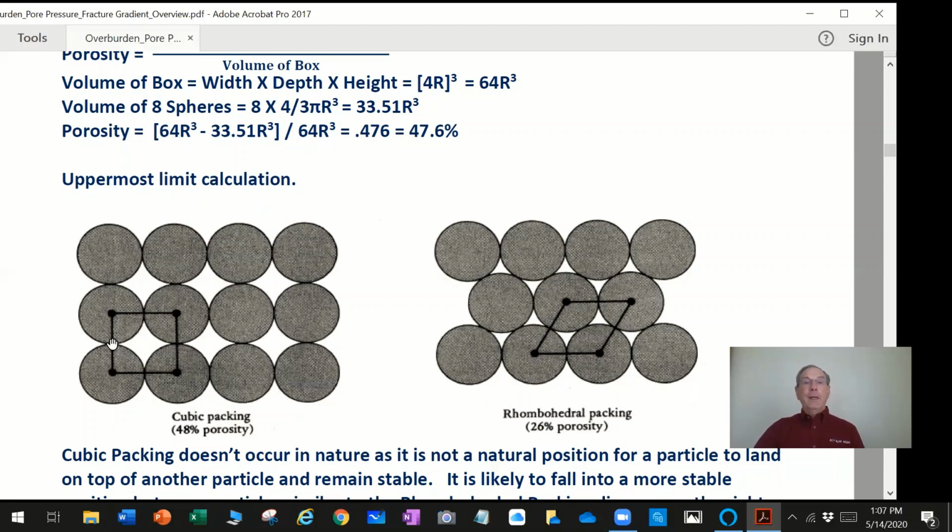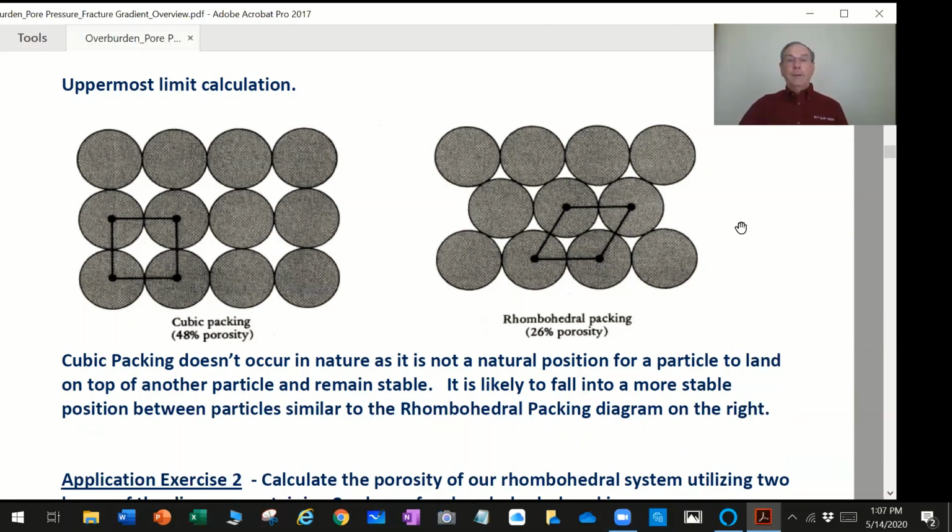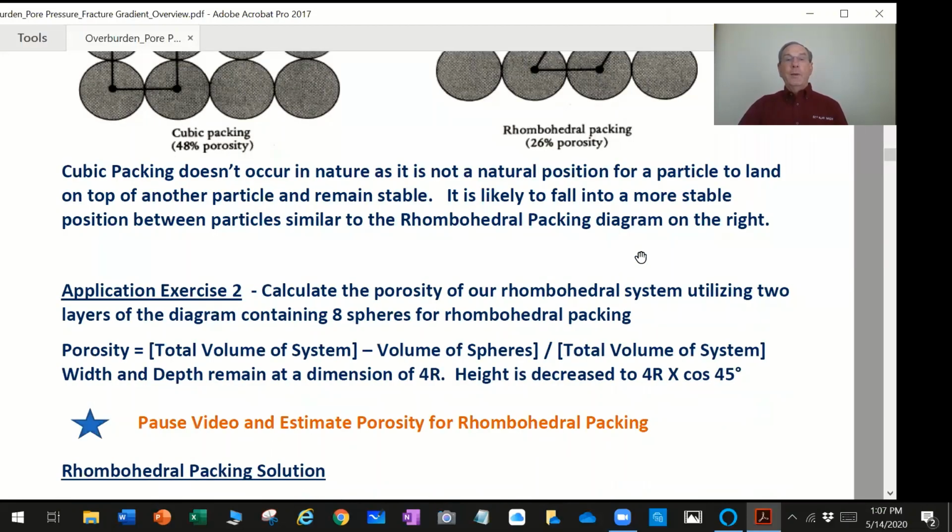What's really going to happen is the basketball is going to go in between, which is what the diagram on the right shows. We call that rhombohedral packing. Cubic packing does not occur in nature, and it's not a natural position for particles to settle or land. It's more likely to fall to a more stable position in between the two. So if we want to calculate the rhombohedral packing, I'll describe it to you, and then I would suggest that you pause and see if you can calculate the porosity of a rhombohedral packing.